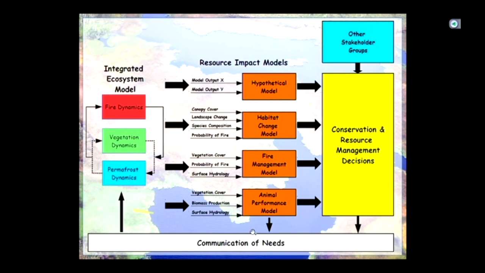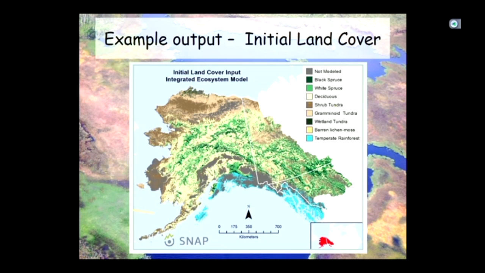The decision makers and the models and other stakeholder groups interface with each other fairly regularly to make improvements to the IEM, back and forth. And so stakeholders say we need this, and we bring it back. And so there's a lot of communication back and forth between all the parties involved in this process.